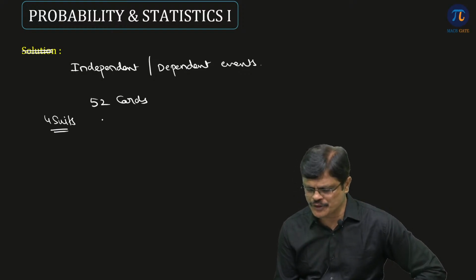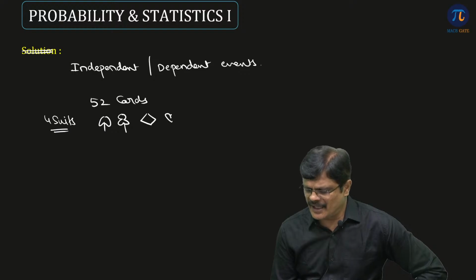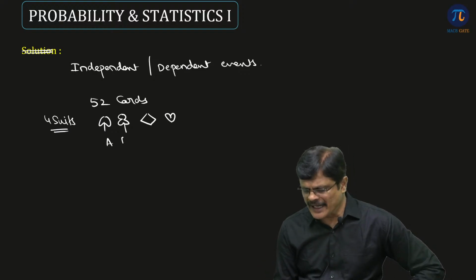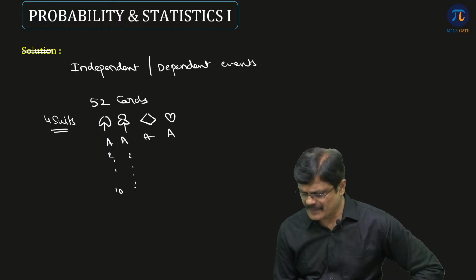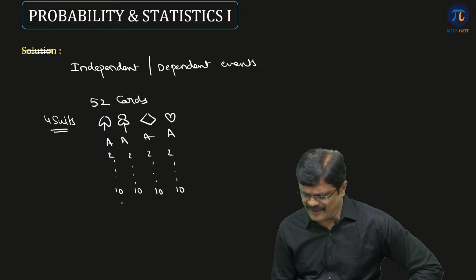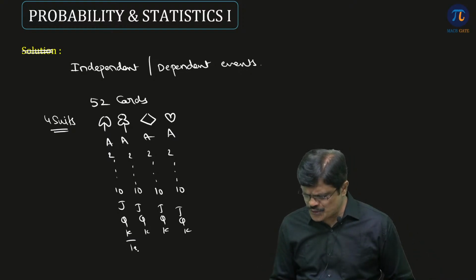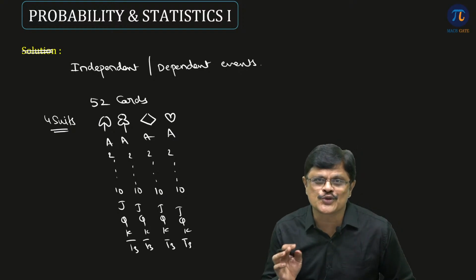Spade and club are black in color. Diamond and heart are red in color. In each suit we have ace, numbers 2 to 10, and face cards: jack, queen, king. This is the story. So each suit has 13 cards, total is 52, and there are no jokers in mathematics.